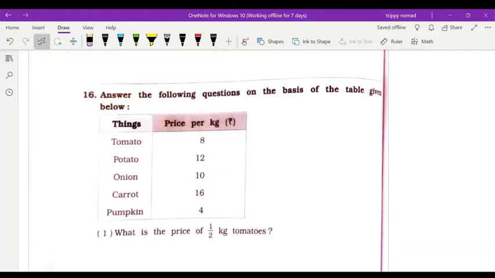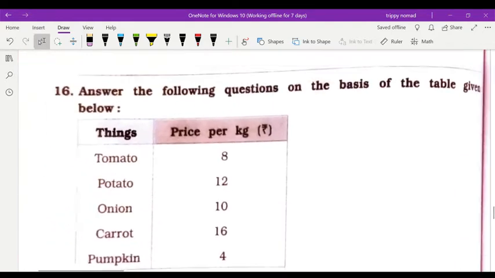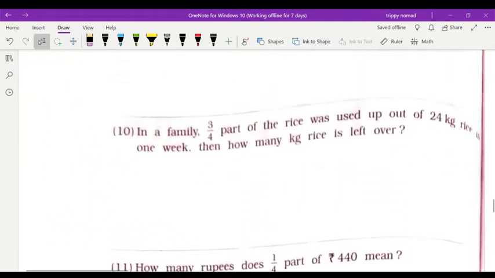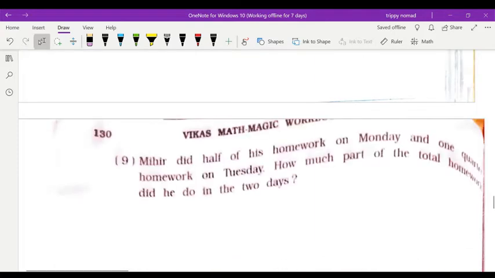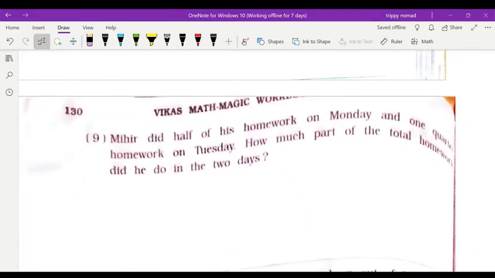Today we are going to start question number 16. All the parts of question number 15 I explained to you. I hope you have finished. One child of your class asked me how to solve question number 9. I am explaining again. Not explaining, I am telling how I am getting the answer. Already I explained in that previous video.